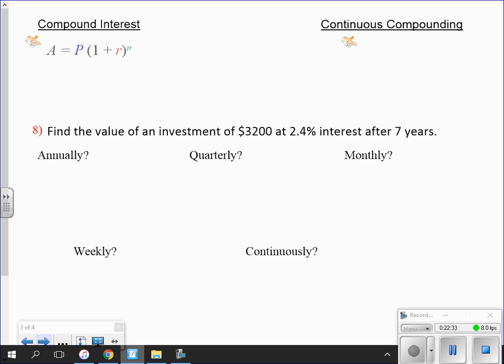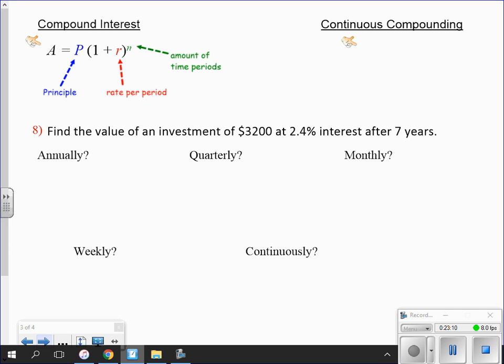Okay, compound interest. A equals P times 1 plus r to the n, where P is the principal. Not your principal, but the principal. You know how to spell the difference, right? Because the principal's your pal. No, principal's your pal. That's why it's P. That's what I was taught too.